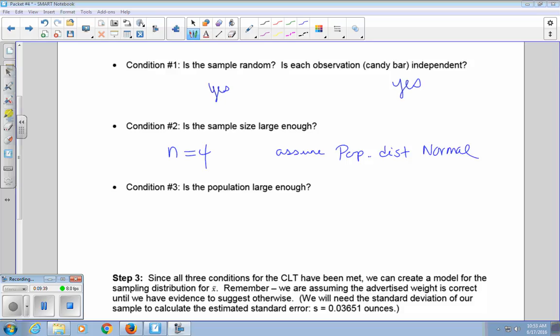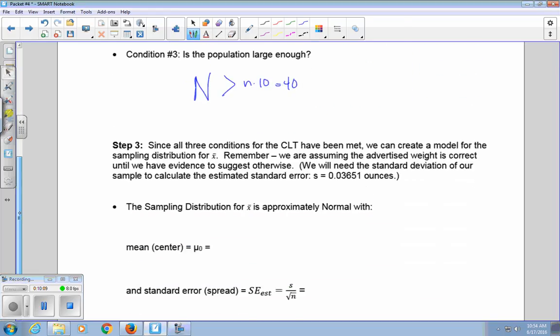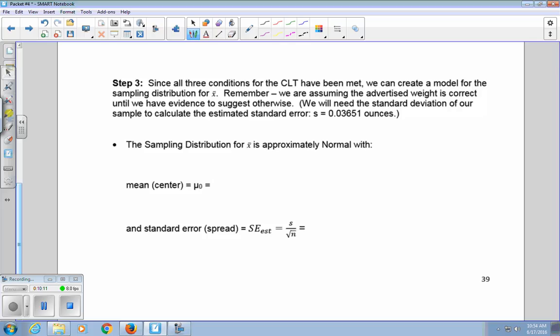And is the population large enough? So is our total population greater than n times 10? And so that's equal to 40. Yes, there's probably way more than 40 candy bars in the whole population. So since the three conditions are met, we can create a model for the sampling distribution for X bar. Remember, we're assuming the advertised weight is correct until we have evidence to suggest otherwise.